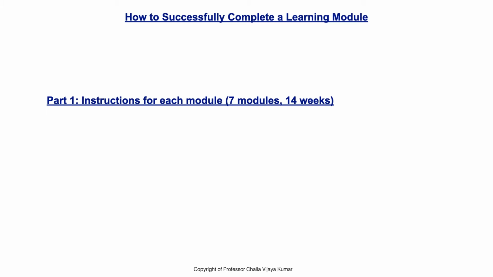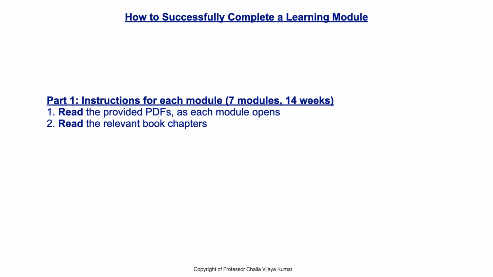So how do we complete this module? Well, part one is basically instructions for each module. There are 7 modules for 14 weeks. For each module, I will be providing you certain PDF files so you can read them before coming to the class, or consult them after the class. So read the PDFs, and there are relevant book chapters generally listed for each module.